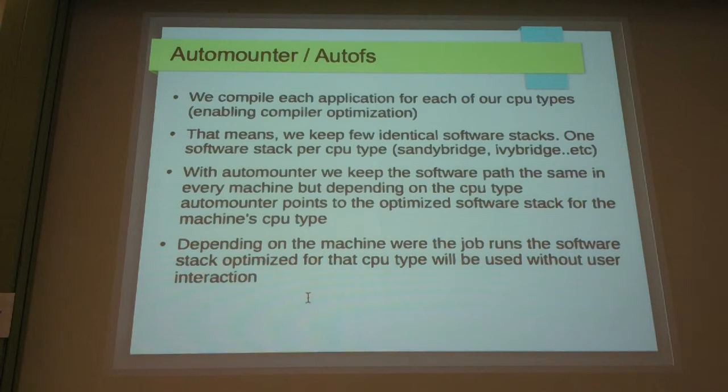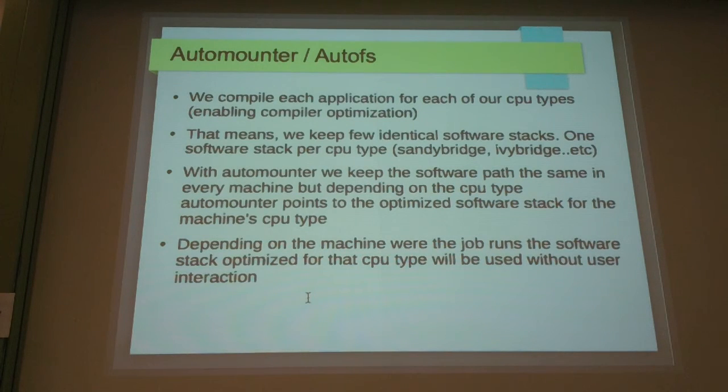And then with Automounter, what we do is keep the software path the same on every machine. So for the user, the software path is always the same, sciCore soft apps, on any machine. This will never change. But depending on the CPU type of the machine, Automounter points to the right software stack, the one optimized for this CPU type. So depending on the machine where the job runs, the optimized software stack will be used, and this is transparent for the user.